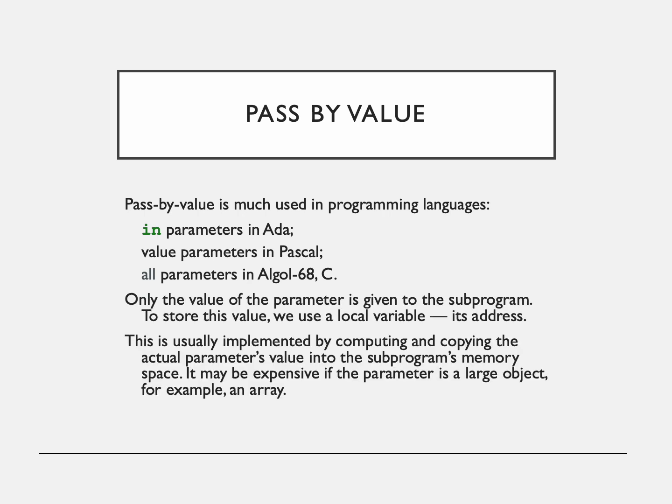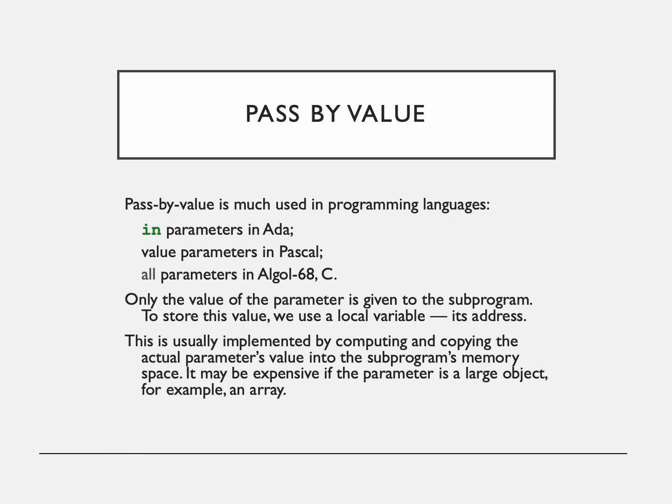Okay, so this mode is implemented by copying the actual parameter's value into the memory space allocated for the subprogram's local variables. The local copy is what the subprogram manipulates, ensuring that the original data remains unchanged regardless of what happens inside the subprogram.